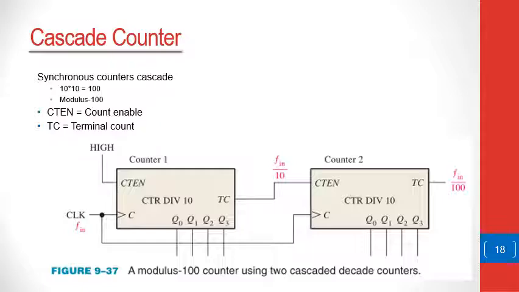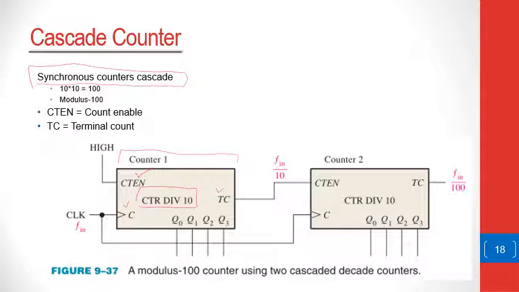You can also, as I explained, cascade synchronous counters instead of asynchronous counters. And this is an example of a modulus 10 counter. If you look at one of these counters here, you'll see that this is a count enable, which has to be kept high for this to count. Then you have an input clock frequency. And you have TC, which is terminal count, which only gets activated once when the terminal count is achieved.